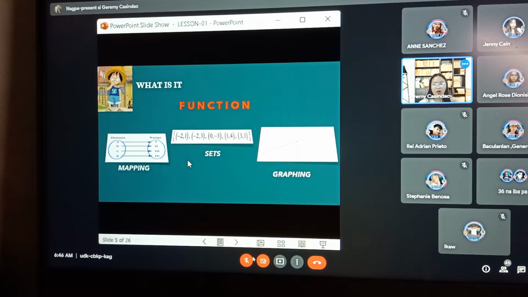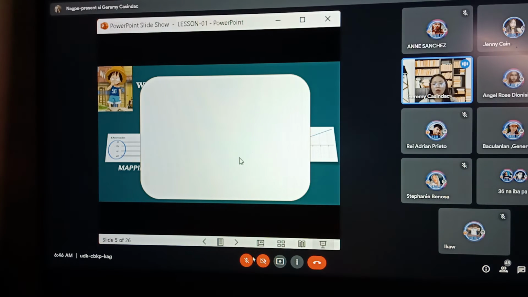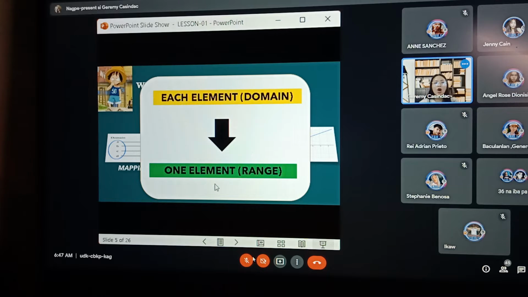sets. Okay? So always remember again, gaya ng sinabi ko sa inyo kanina, each element under the domain must only have one element in range. Okay, 1-to-1, 1-to-many, and many-to-one. Those are the different kinds of correspondence. So we are going to discuss those different correspondences in the next slides.